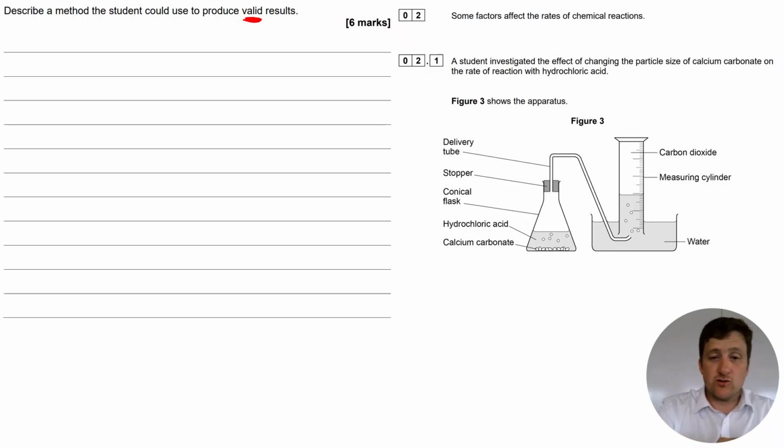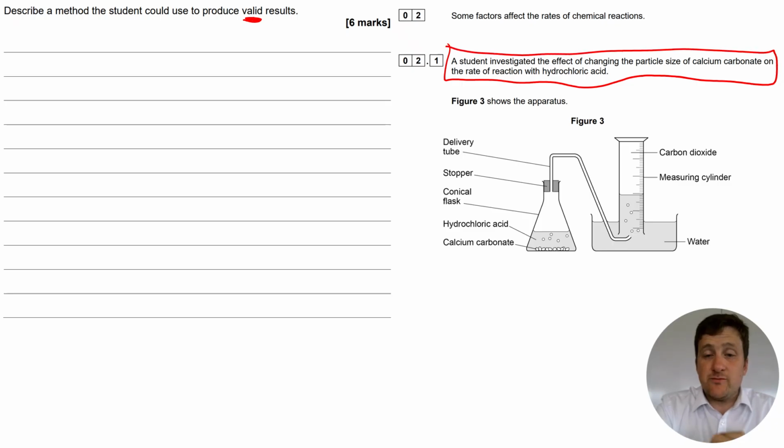Okay, but what have we got here? So, describe a method the student could use. They've given us a diagram, but they haven't told us how to use the equipment necessarily. They've put it all together, but it's probably useful to actually use the equipment and say what it does. But I'm going to draw your attention to this. I would say this is the most important bit, because this is going to give us our independent variable and our dependent variable in some ways.